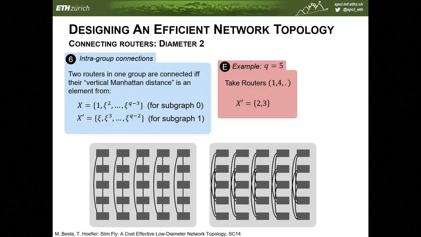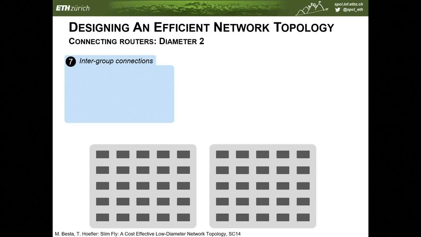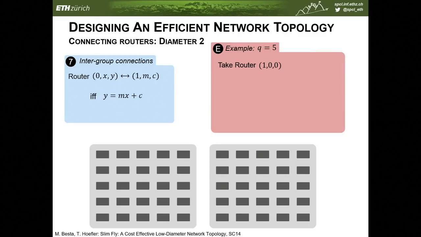Okay, and obviously this is not a real network. We need to connect the groups among each other as well. So for the inter-group connection, we have a simple linear rule that 2 routers, (0, x, y) and (1, m, c), are connected if and only if y equals mx plus c. So again, a very simple rule to evaluate. You can write a very small script that just builds these graphs. So we have lots of these scripts.